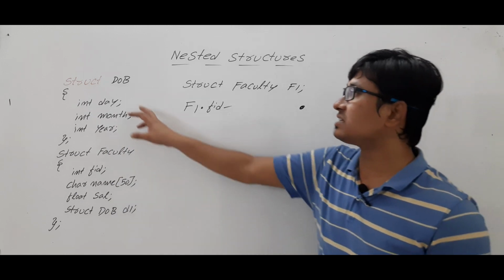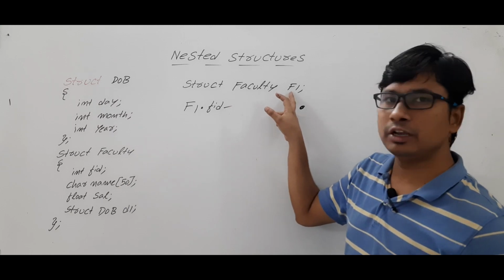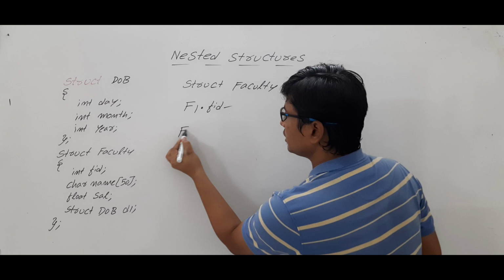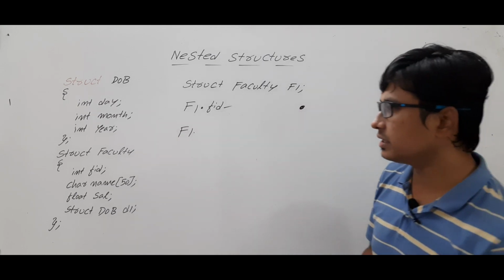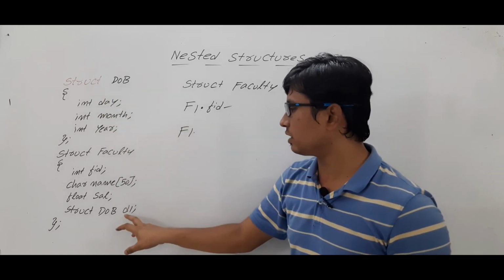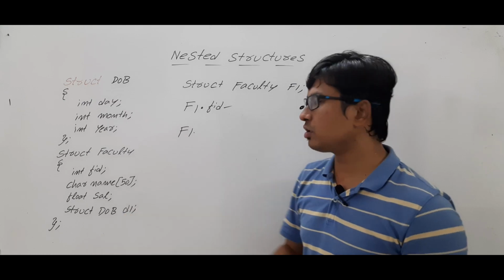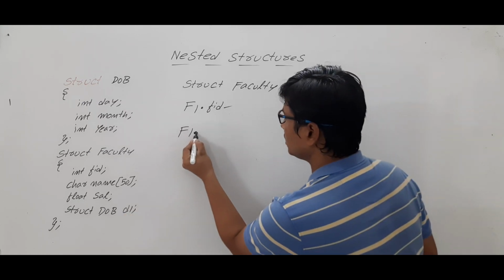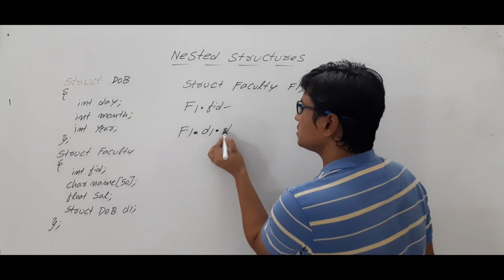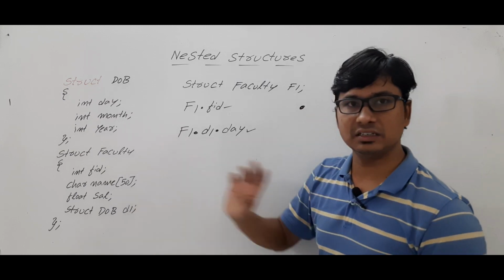Now I want to access the members of date of birth using the variable called F1. How to do it? Now please check it. F1 is to access the members inside the faculty. Am I right? Now to access this one, I need to use the variable called D1. So F1 dot D1 dot, okay, then date. This is the way you can access the member of the inner structure. Is it clear?